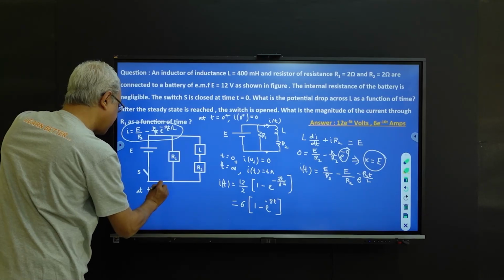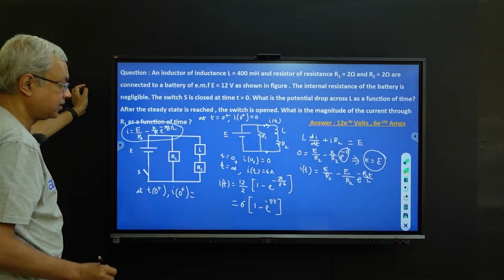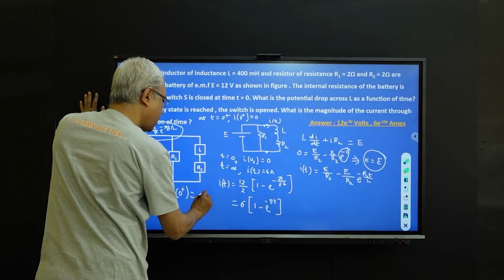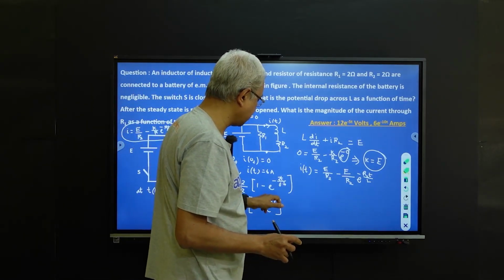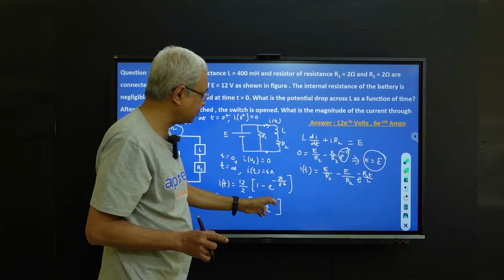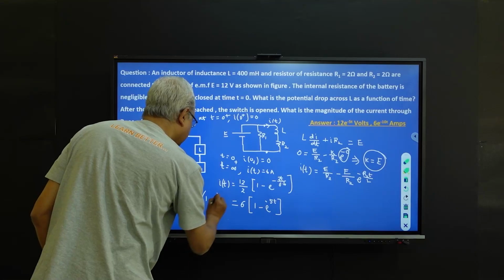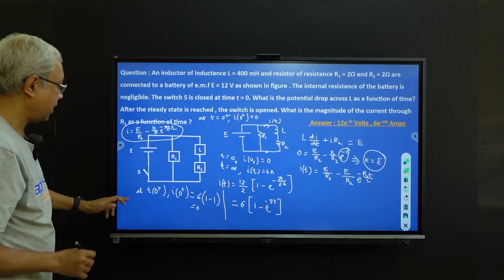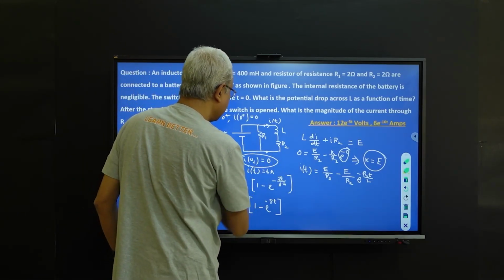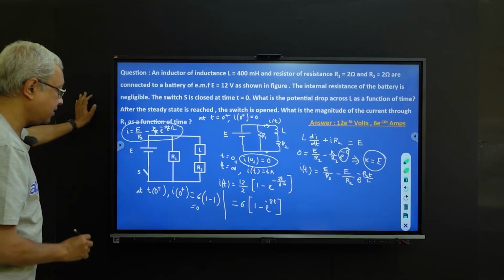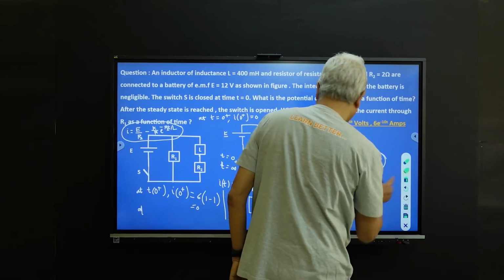So what we discussed qualitatively, at t equal to 0 plus, I(0+), from this expression, how much is it coming? 6 into 1 minus 1, because at t equal to 0 plus, e to the power minus 5t means e to the power minus 5 into 0, e to the power 0, which is 1. So it is 0. So I(0+) is 0, which we discussed qualitatively, at t equal to 0 plus.